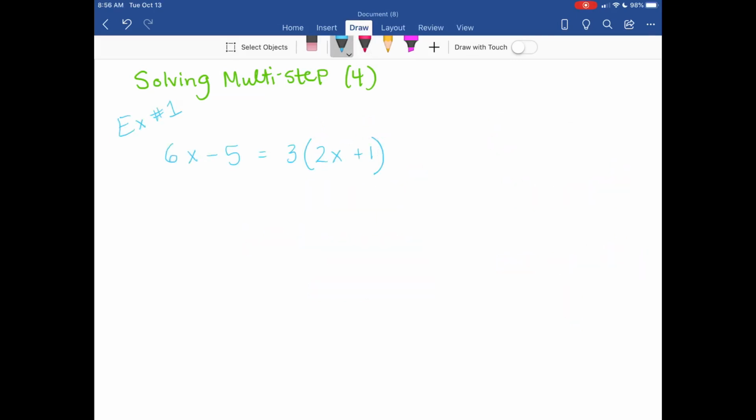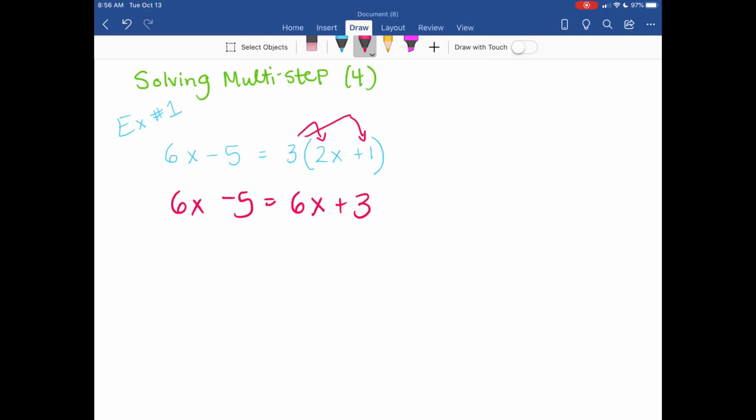Let's look at example number 1. You see this equation. We're solving for x. 6x minus 5 equals 3 times (2x plus 1). So we want to get those x terms together. Our first step would be to distribute here, so we can start moving our like terms from one side to the next. So we bring that down, and when we distribute, we get 3 times 2x, 6x, and 3 times 1 is plus 3.